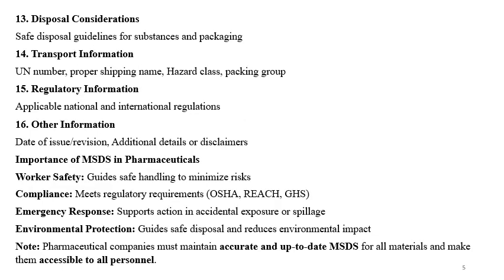Disposal considerations, so if the material gets expired or if it is spilled somewhere, then how to dispose it, or if it is exposed to the environmental conditions and it is degraded, then how to dispose. So safe disposal guidelines for the substance and the packaging materials. Transport information like UN number will be there, proper shipping name, hazard class, packing group will be there. Regulatory information applicable for the national and international regulations. Other information like date of issue, revision, additional details or the disclaimers.